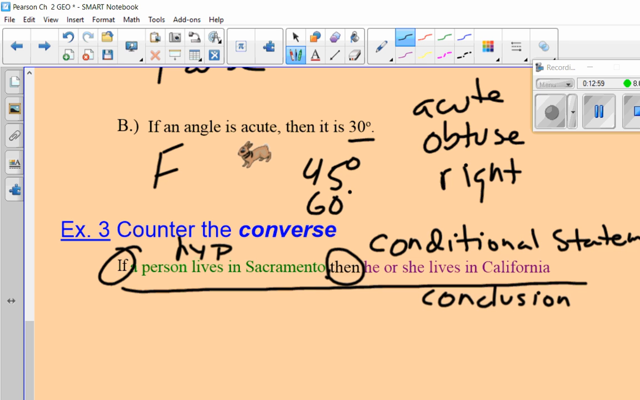If a person lives in Sacramento, then we're going to say they live in California. I'm not going to split hairs there. I think there are like 2 other cities in the U.S. that are called Sacramento. Okay? But it says counter the converse. Now, if we go back to our vocab, converse.